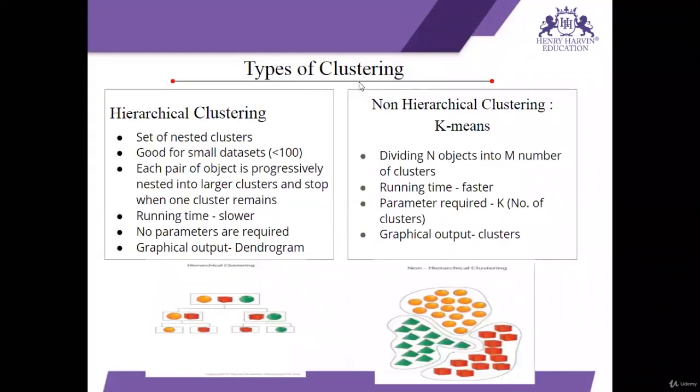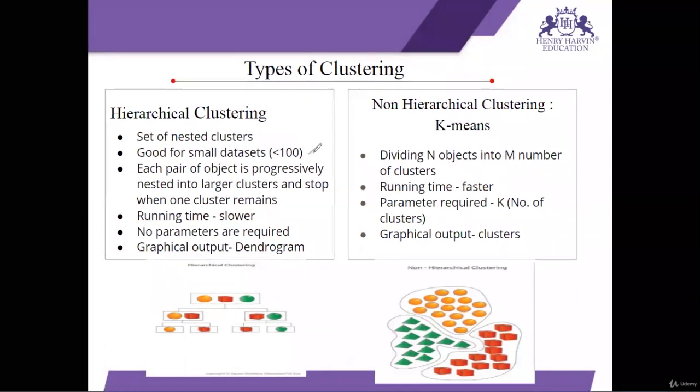Next, the types of clustering. There are two types of clustering methods. One is hierarchical clustering and the second is k-means clustering. Hierarchical clustering is a set of nested clusters. So there are many clusters and they are nested together to form a bigger cluster. It is a good clustering technique for small data sets wherein the data is less than 100. Each pair of objects is progressively nested into a larger one and stops when one cluster remains.